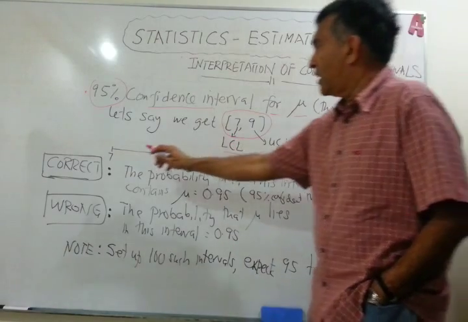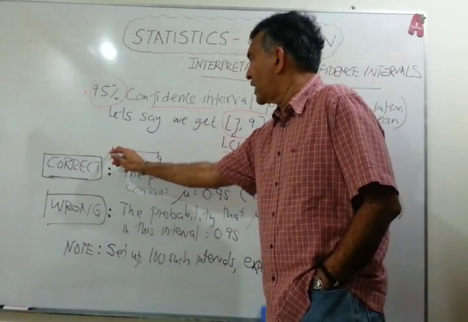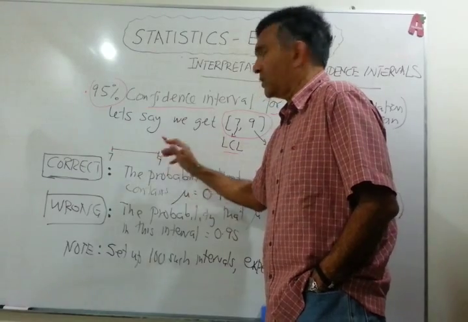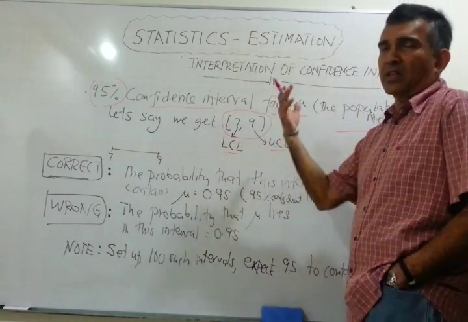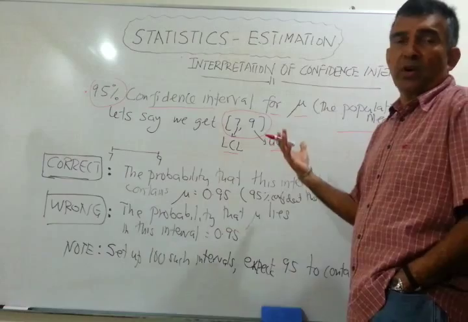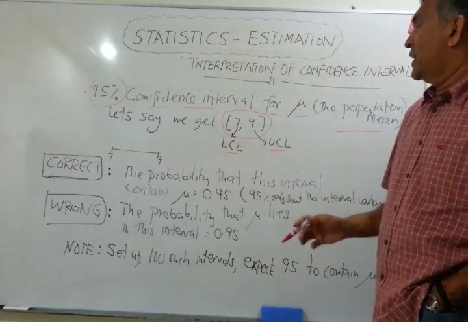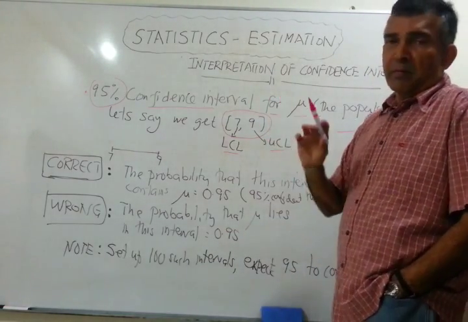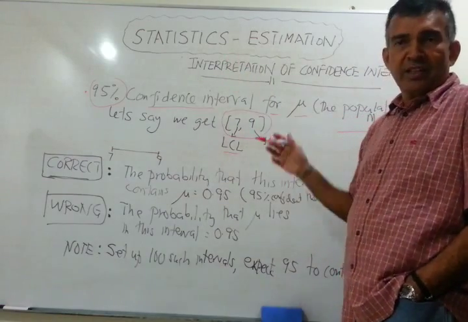So I've drawn a picture here. This is your 95% confidence interval. Now, where did I get these numbers? I just picked the numbers from thin air. We're just going to talk about an idea. Now, again, remember we're talking about how you interpret this confidence interval.